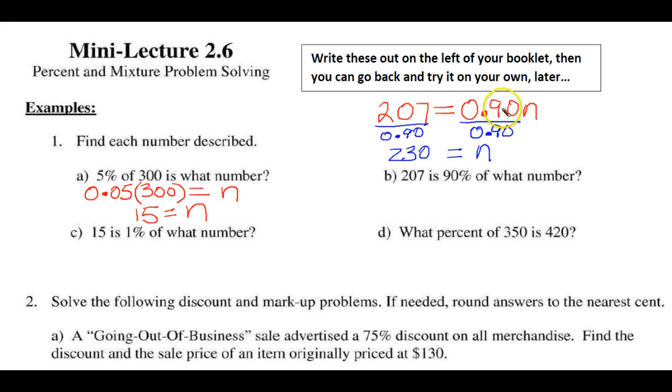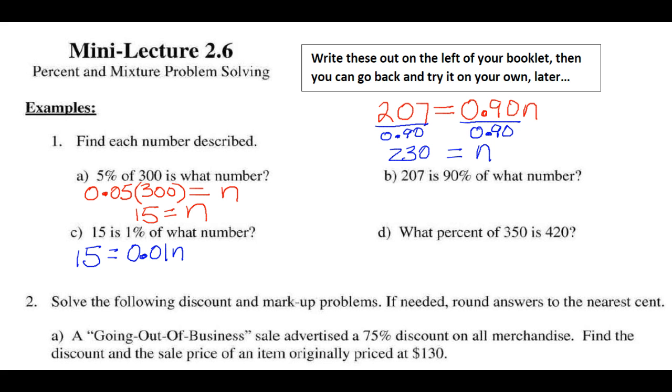So knowing the process, converting the statement to an equation. In other courses, when students would do this just on paper, I would need to see the equation for them to get full credit. That's what we're working on here. Letter C. 15 is 1% of what number?